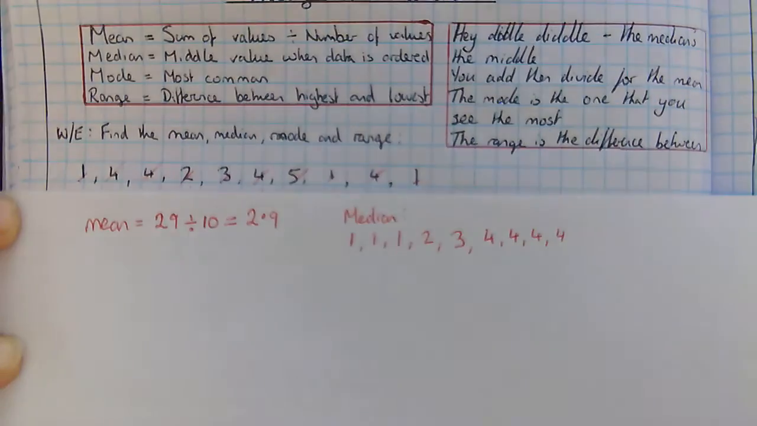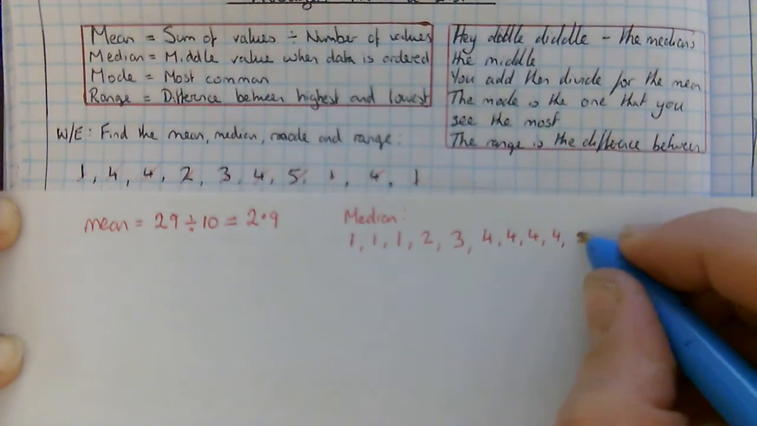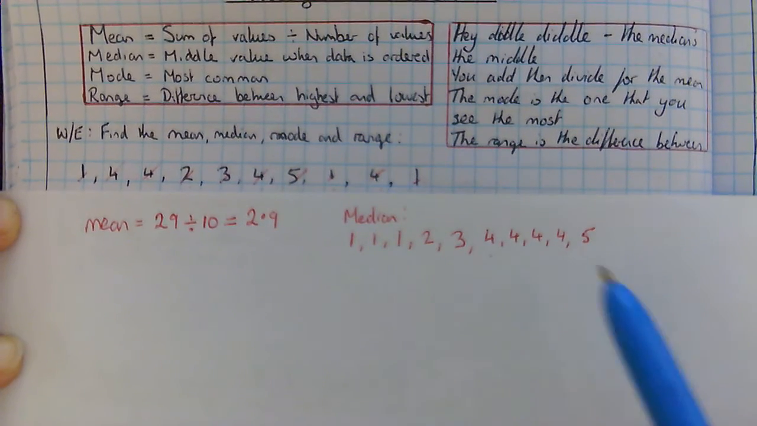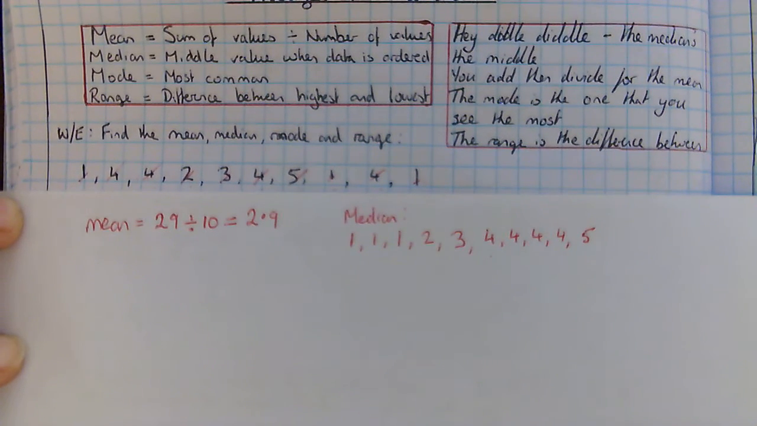And I've got a 5. Good idea just to check that I've still got 10 items of data. 1, 2, 3, 4, 5, 6, 7, 8, 9, 10. So I've still got 10 items of data.